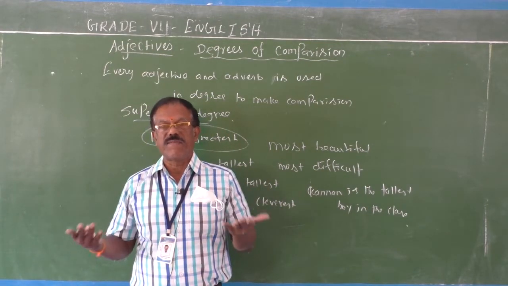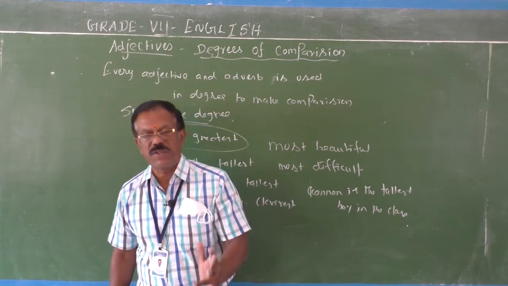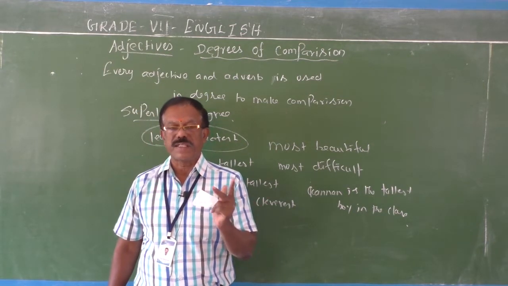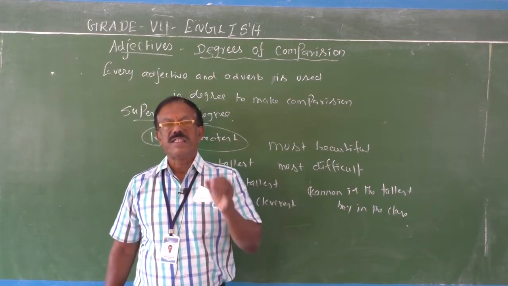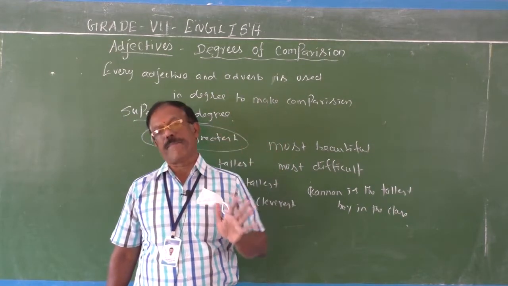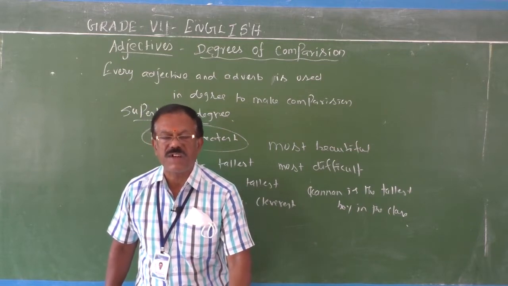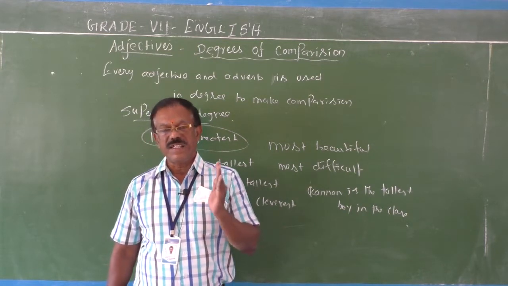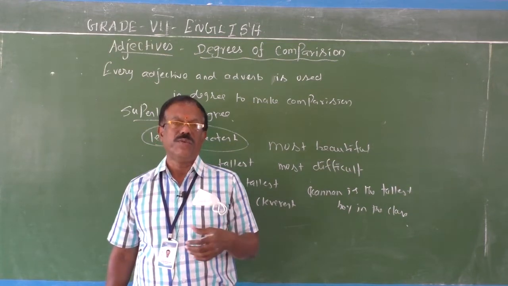These adjectives and adverbs have three forms. Positive form, it is called a positive degree. Comparative form, it is comparative degree. Superlative form, it is called a superlative degree. This positive form offers no comparison. It just tells us the existence of a quality. It shows the basic quality of an adjective.